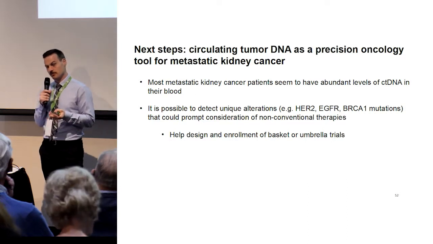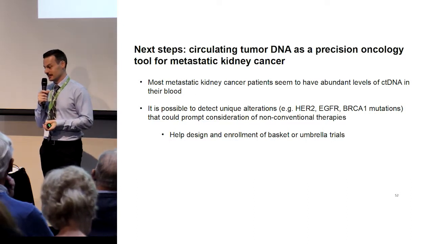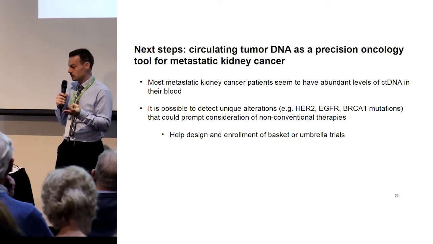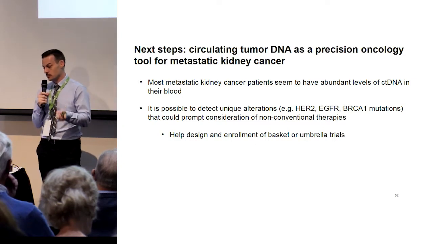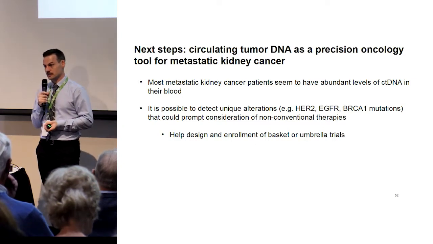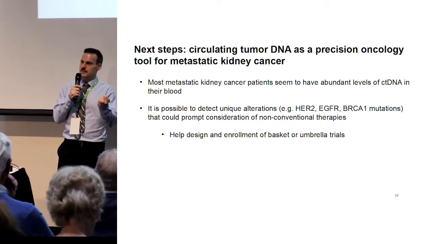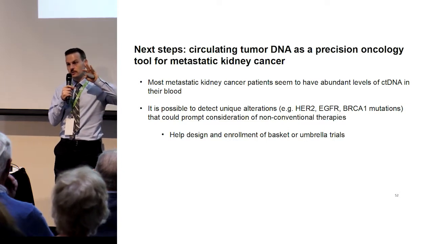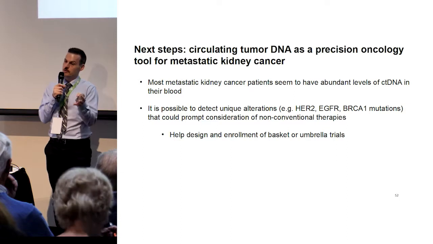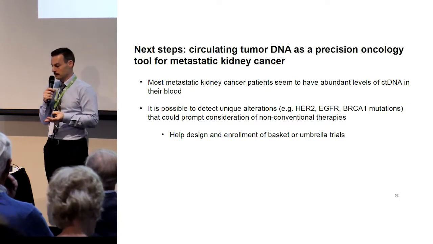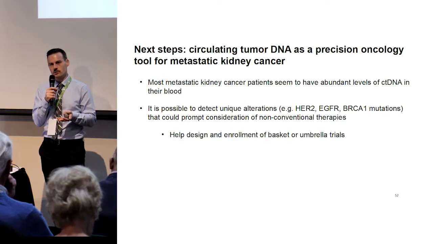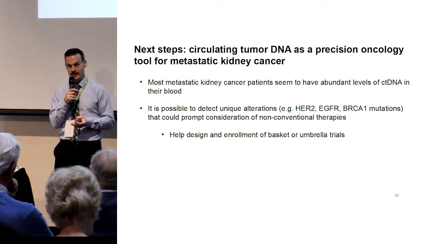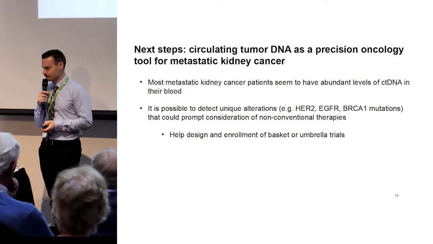But what we seem to see from our early studies is that most metastatic kidney cancers have abundant levels of tumor DNA in their blood. And actually, it's possible to detect unique alterations that could prompt consideration of non-conventional therapies. That is, we can see changes to DNA that are targeted with drugs in other cancers. So the concept being that perhaps they might be therapies that are suitable for kidney cancer. We can use this information in the future to help design trials to help us move those therapies into kidney cancer.